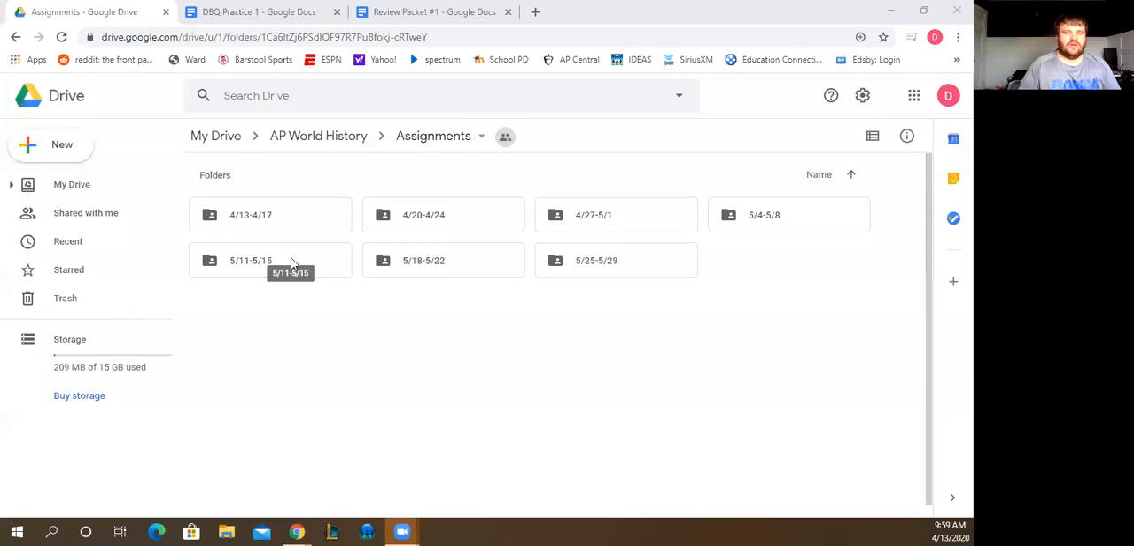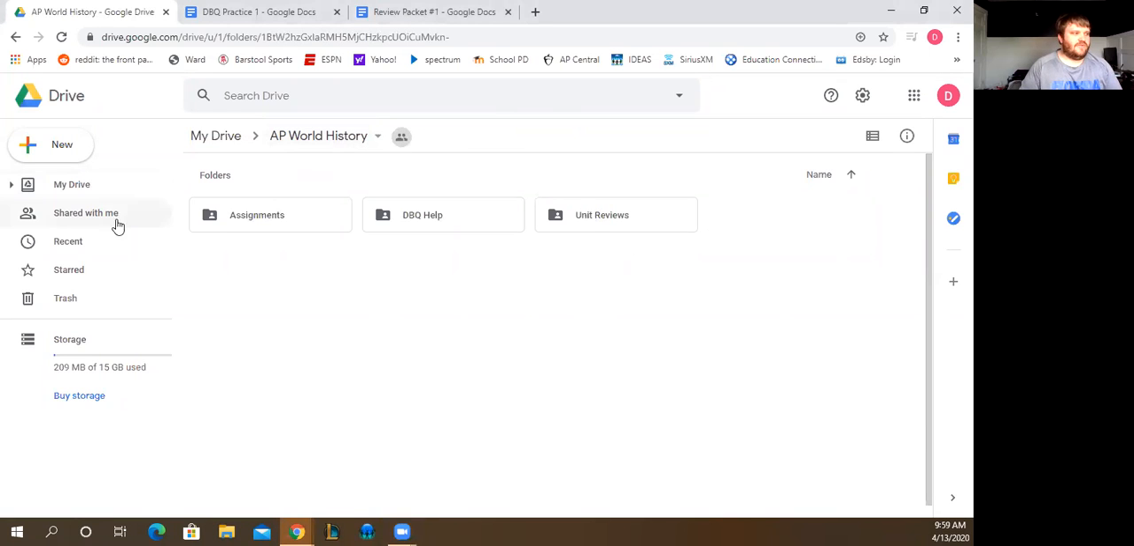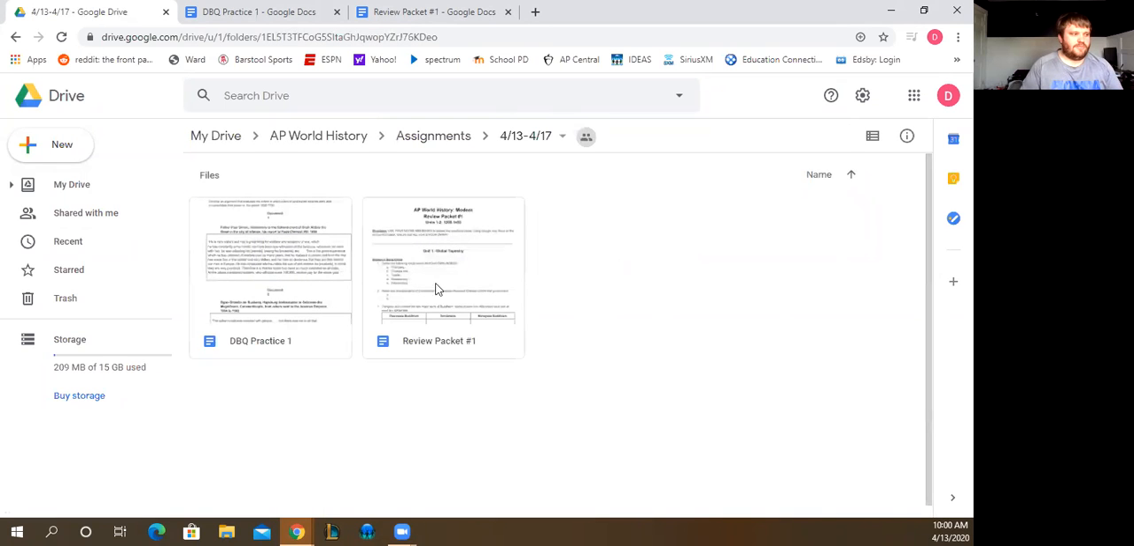All right, so first up, the Google page looks a little bit different now. So I pulled it up here. Whenever you guys get into the file, it's set up this way. All of your assignments are right here where it says assignments, right? You go to this week, open it up, boom. Here's your 2 things you need to do.